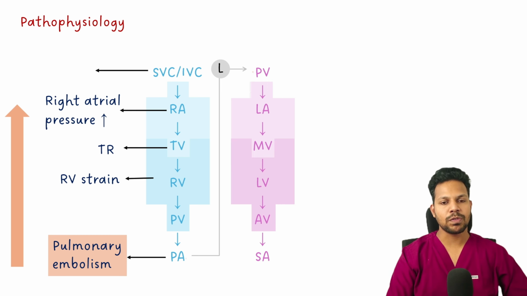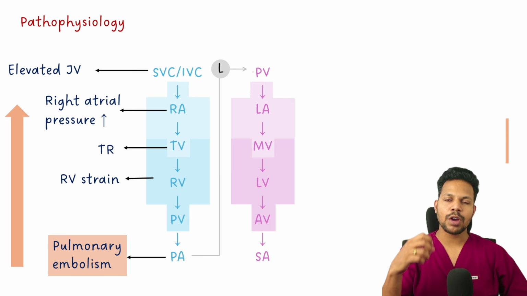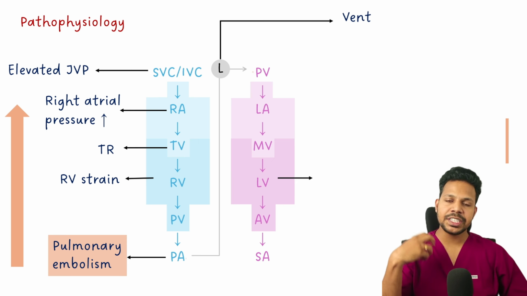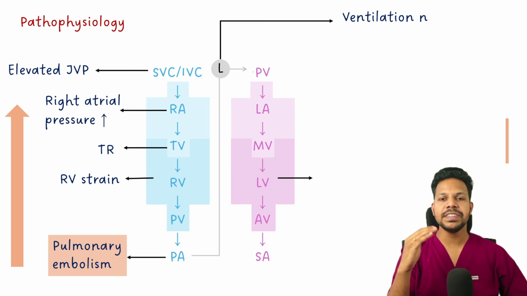Now let's look at the forward flow. Since there is obstruction to the forward flow of blood from the right ventricle into the pulmonary artery, the lungs will get very little blood. So the perfusion is reduced, but the ventilation is okay. So there is VQ mismatch.